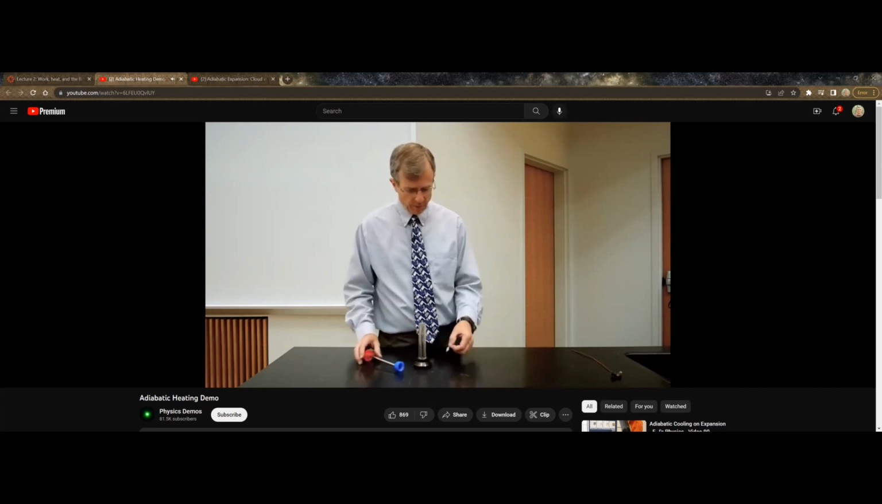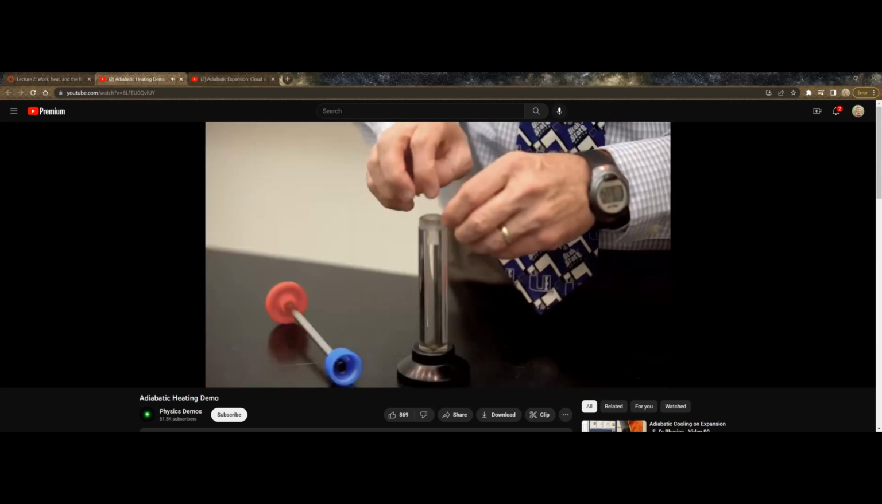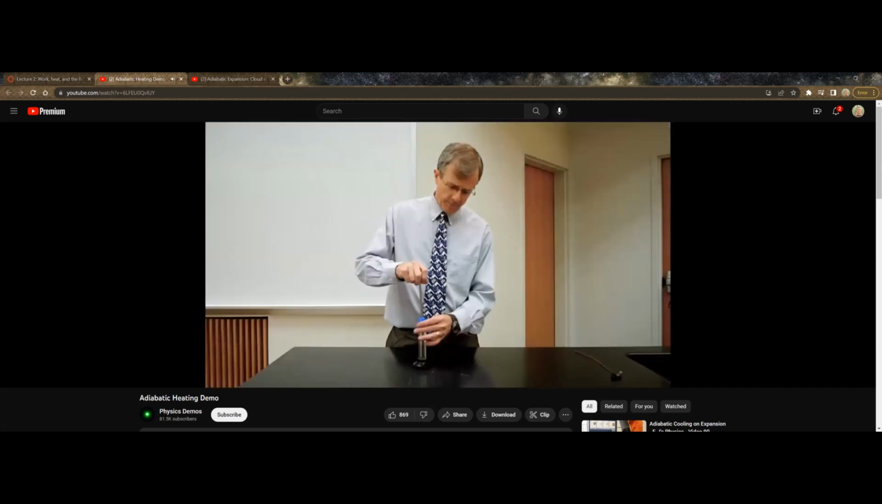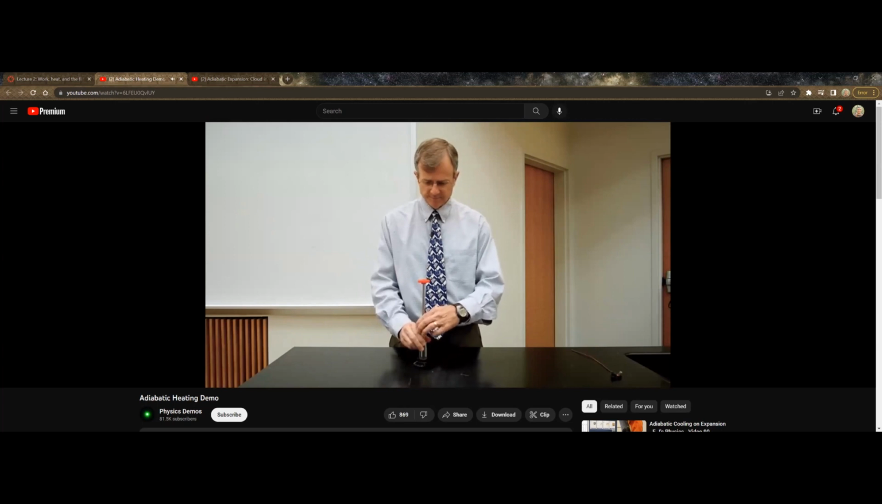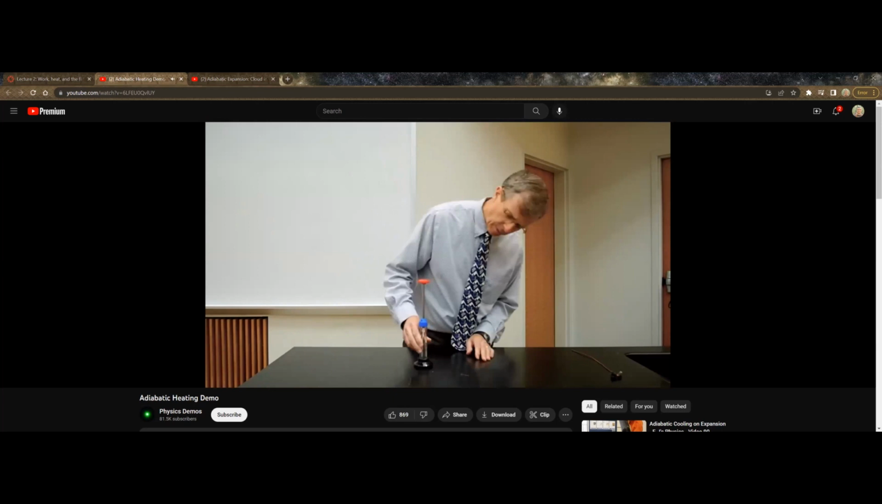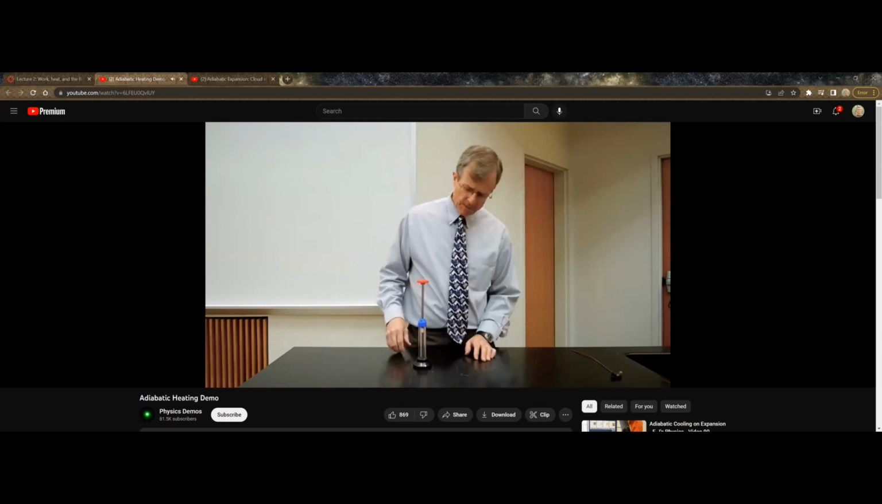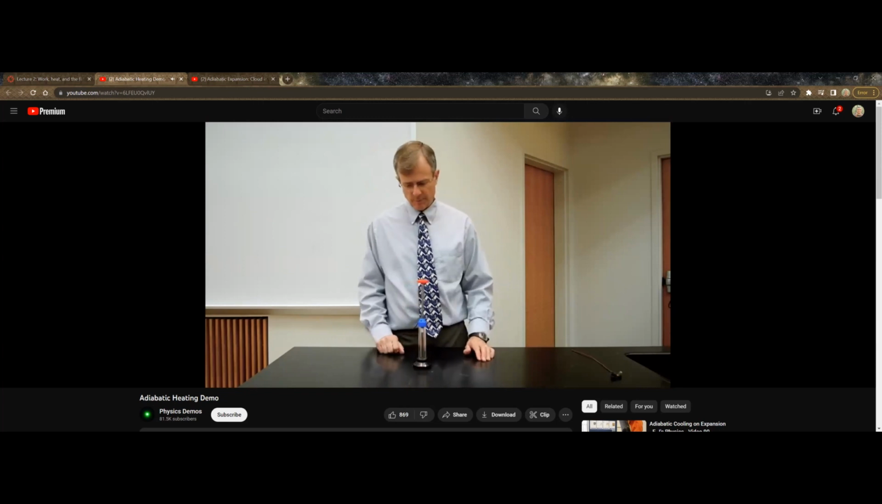So what I'm going to do is put a little piece of tissue paper in here, and then put the plunger at the top position, screw down this housing, and then attempt to plunge this fast enough to ignite the tissue paper.